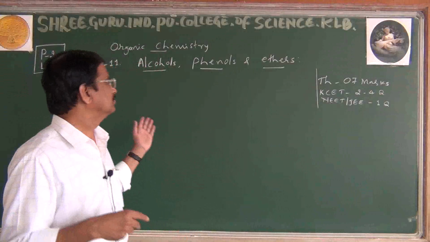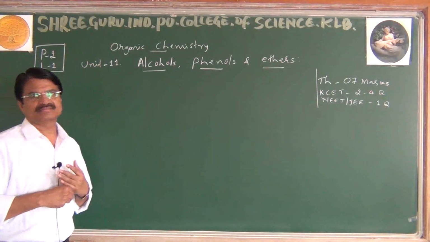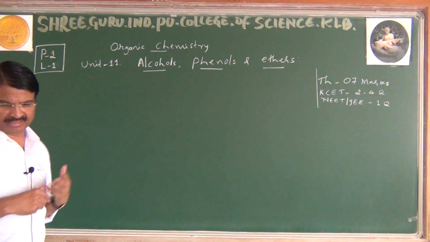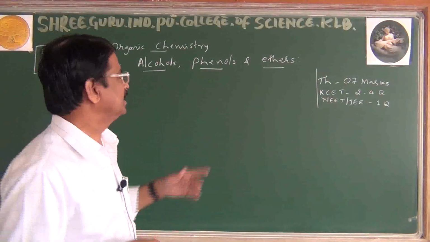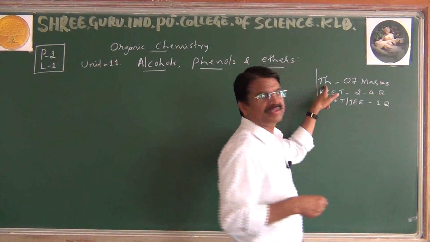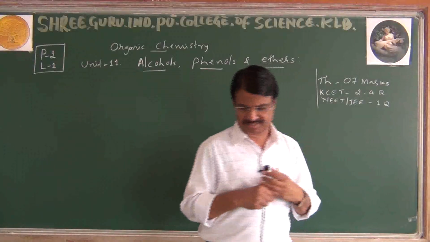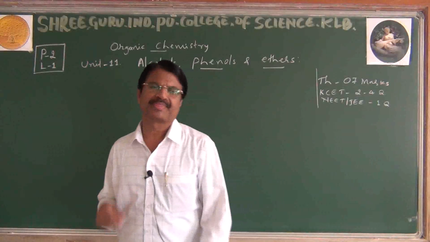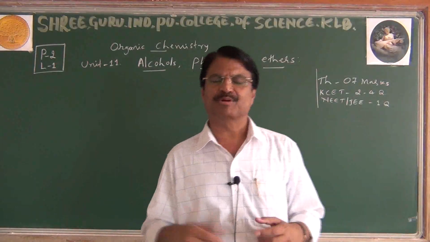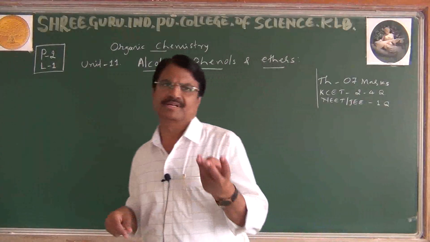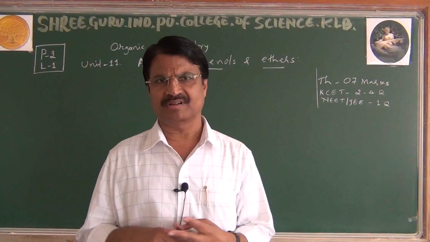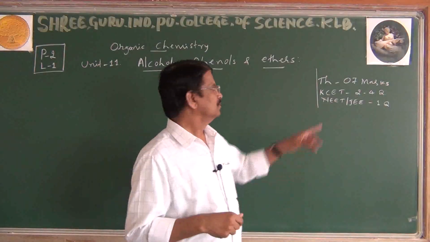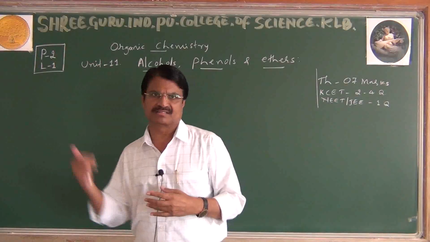Then the next topic is alcohol, phenol, ether. In the book they mentioned it as Unit 11. In the theory paper we can expect 7 marks: in part B a 2 mark question, and in part D a 5 mark question. In part D it may be 2 and 3, or 3 and 2. It's a total of 5 marks in part D. So anyway, 7 marks weightage in the theory paper.